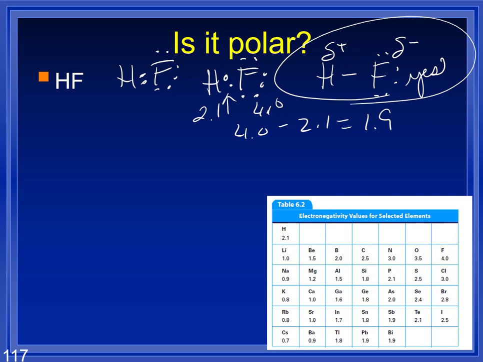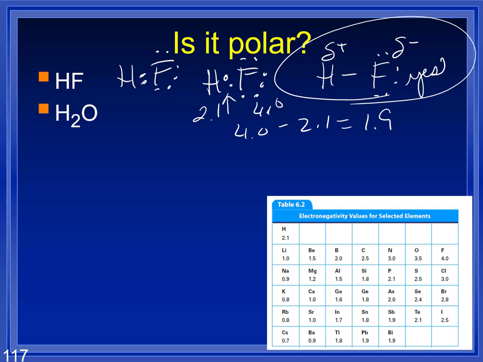So I've got to talk about two things. It's got a polar bond, and there's no symmetry stopping that polar bond. It's not a symmetrical molecule. It's got one end that's negative, one end that's positive. So you talk about both the polar bond and what shape it is. Make sense? Because without both, it can't be polar.